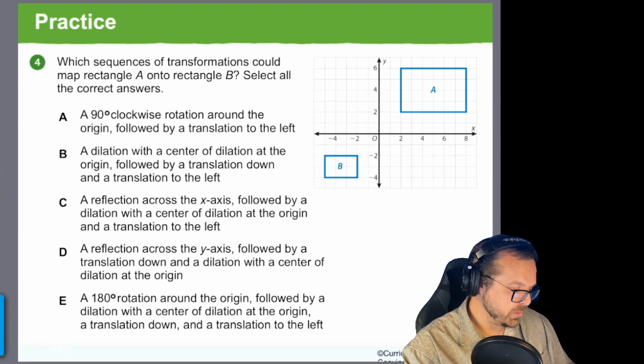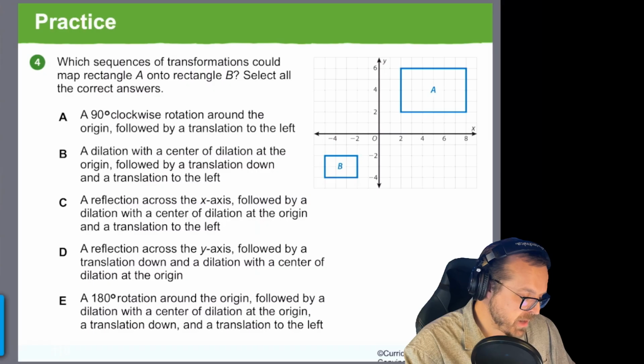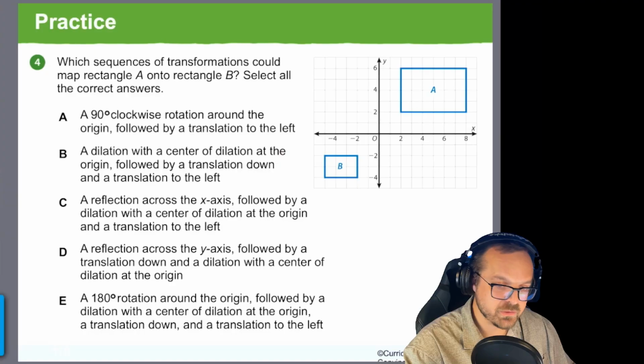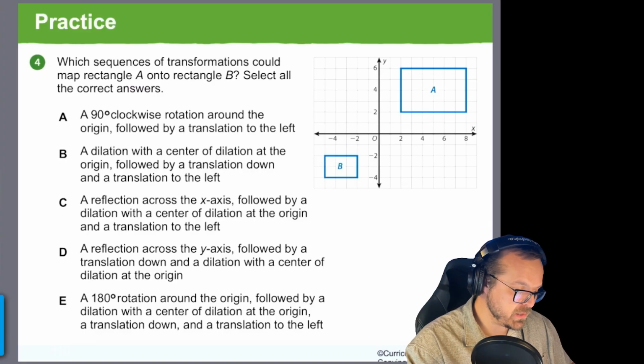All right, lastly, which sequence of transformations could map A onto B? Well, let's find out here. Go ahead and pause the video and finish this one up for our last problem here. Okay, let's check out A. Going from A to B, a 90 degrees clockwise rotation around the origin. Let's see where that takes us to.